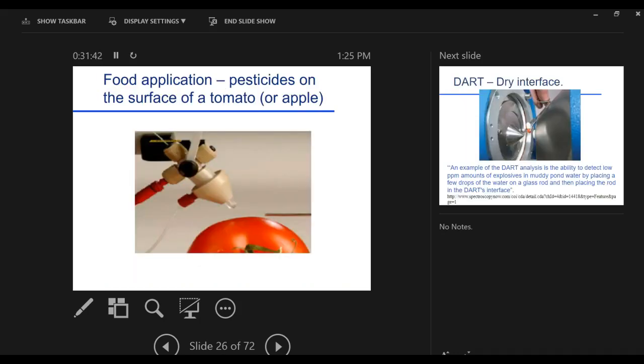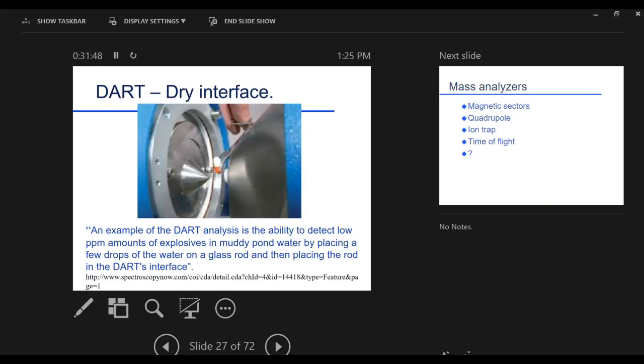So DESI, that's a liquid. It's a solvent ionization that's been put at high energy here. DART is when we do it with a dry gas, but it's exactly the same kind of thing. We put whatever we want here. We've got dry gas coming in at high energy, bounces off the surface, and we look for any fragments.